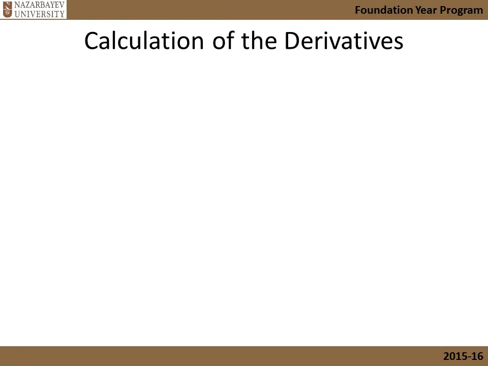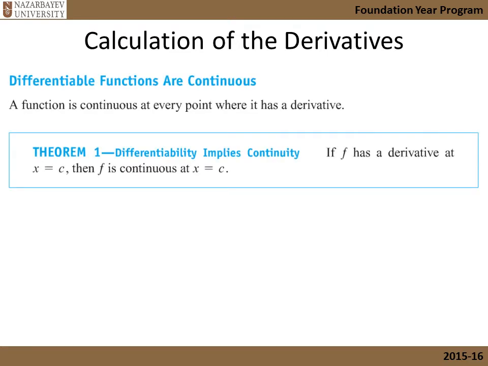Let's talk about the calculation of the derivatives. Before the calculation, we have to know that we can differentiate only continuous functions. We have the theorem: if our function f has a derivative at some point x equals c, then the function f is continuous at this point x equals c. So our function is continuous at every point where it has a derivative.